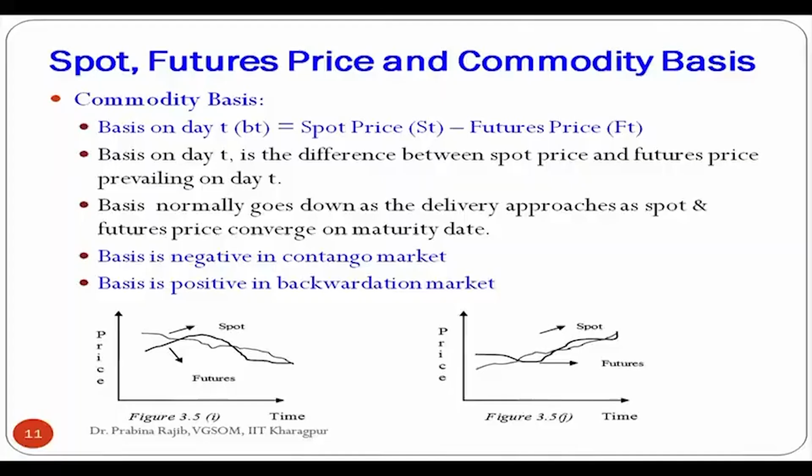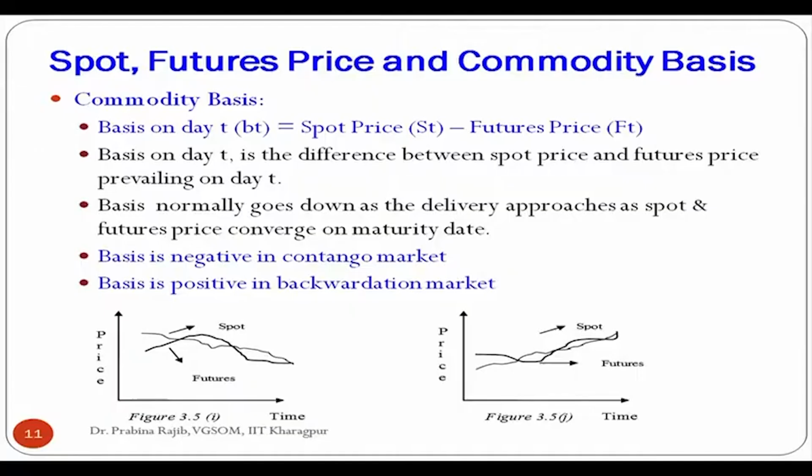Now as we discussed, basis is negative in the contango market and basis will be positive in a backwardation market. You know that futures price is higher than the spot price in case of a contango market, so that gives rise to negative basis for contango market and positive basis for backwardation market.